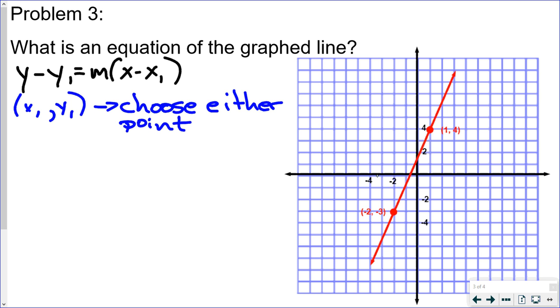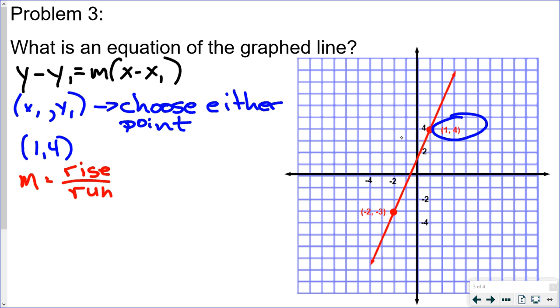So I'm going to choose the one with positive values. Let's do that. So I'm going to choose this as my point. So I'm going to use 1, 4. And now for the slope, remember, I'm just going to do rise over run. And this line's leaning to the right, so keeping in mind that my slope is going to be positive. So they gave me these 2 points, so I'm just going to do rise over run on these from one point to the next.